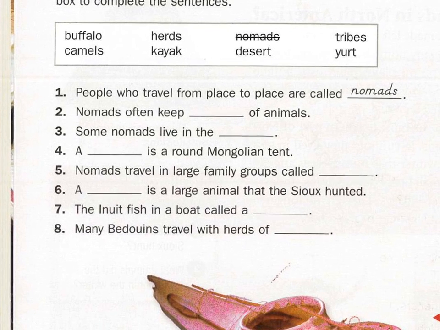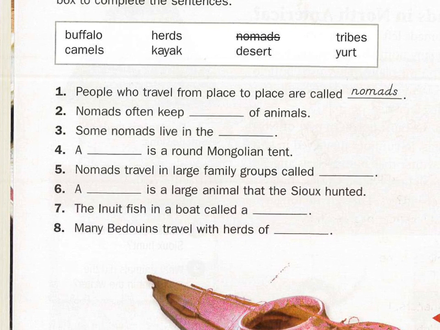Practice saying these sentences with me. Number 1. People who travel from place to place are called nomads. Nomads often keep herds of animals. Some nomads live in the desert. A yurt is a round Mongolian tent.